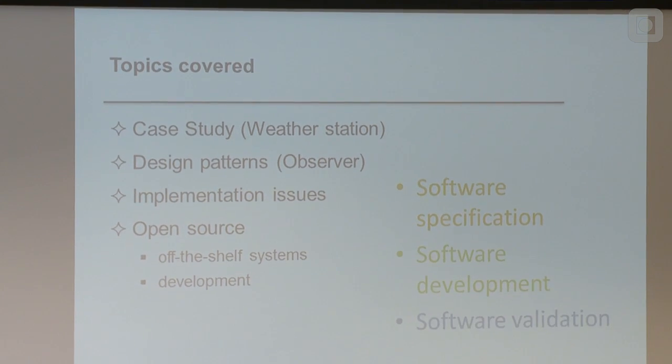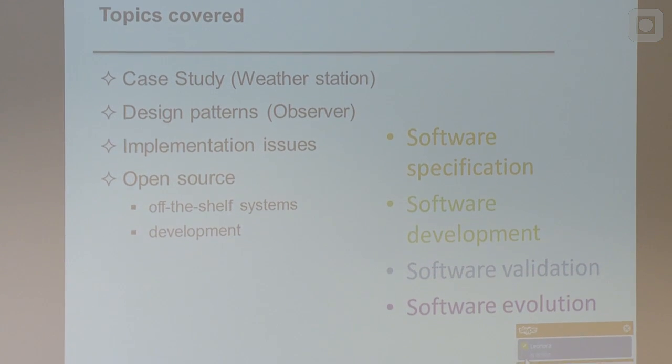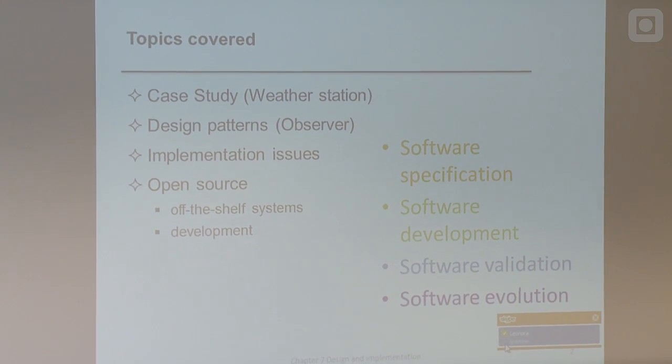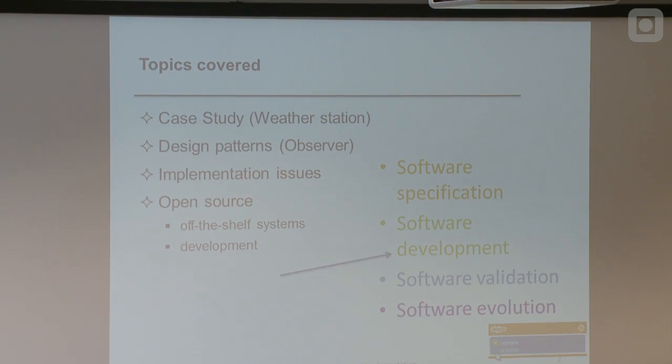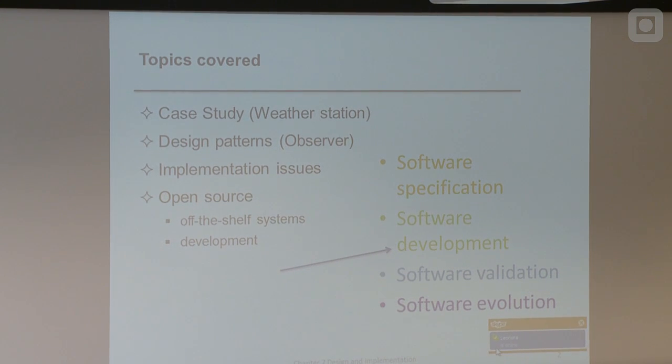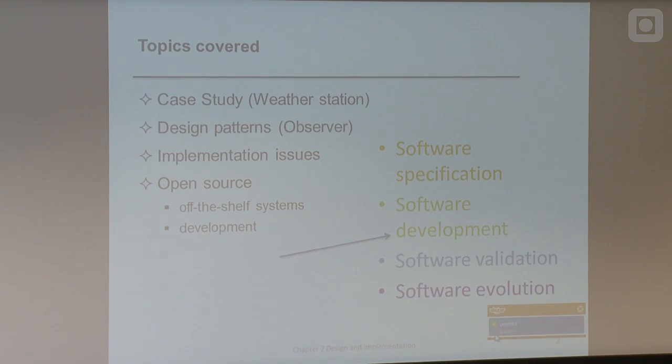Okay, so it becomes a bit boring for you, because each time I come here I show software specification, software development, software validation, and software evolution. And each time I ask you, where are we now? Now we are here, a bit lower in the software development phase. We are attacking a phase that comes after architecture design, and that is low-level design and implementation.